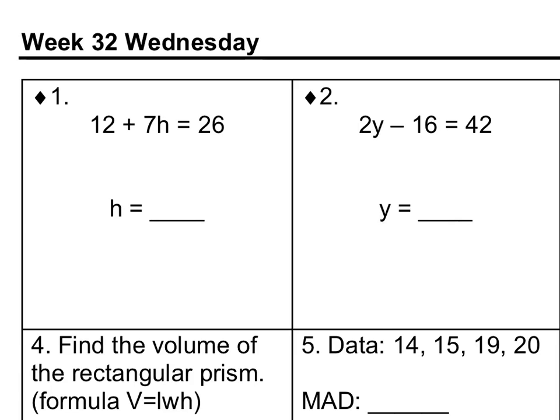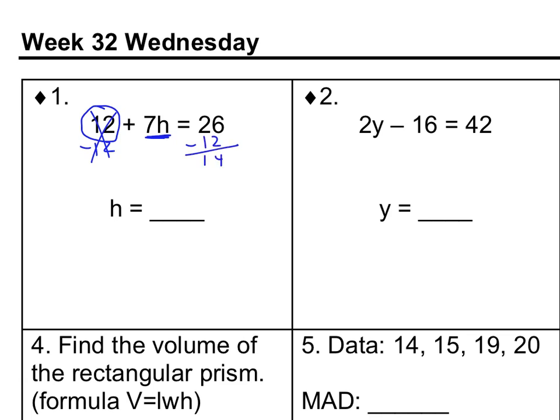Right, week 32 Wednesday, solving for H. So the first thing we're going to do is get rid of the constant, the thing that's not touching a variable. So it's not a coefficient, it's just a number by itself. And since it's positive, we're going to need to do minus 12, and that will eliminate it. So we're also going to do minus 12 over here, which is going to leave us 14.